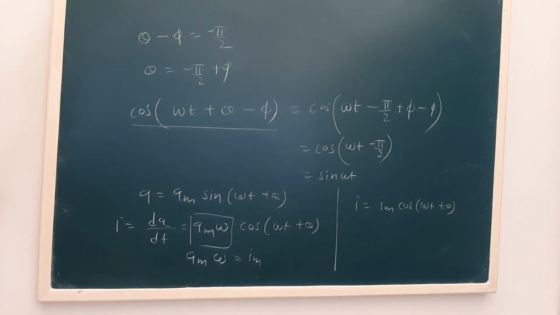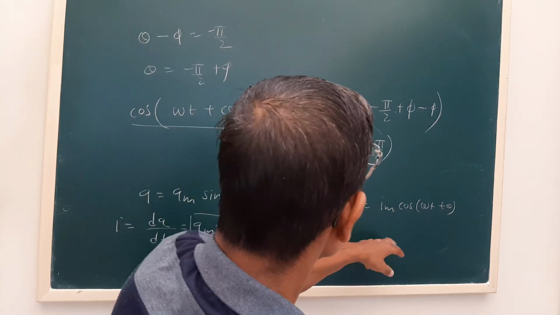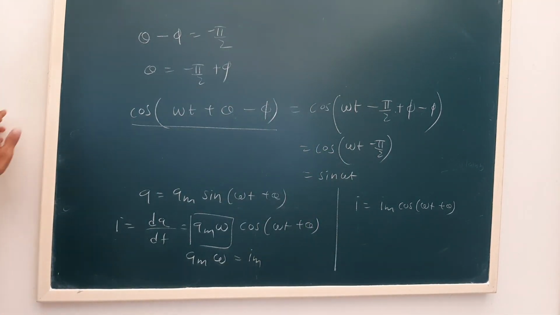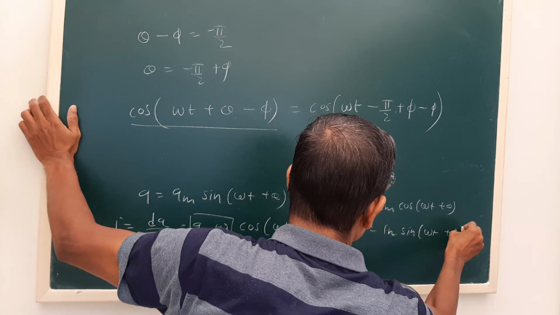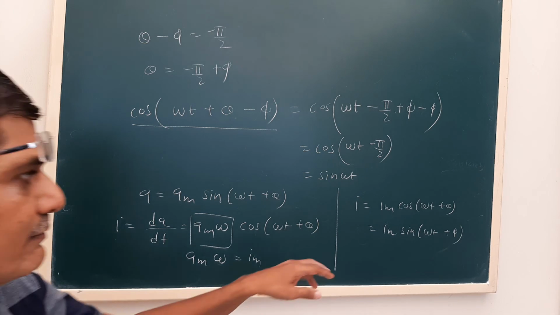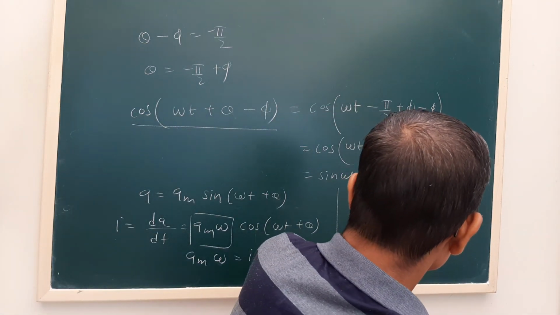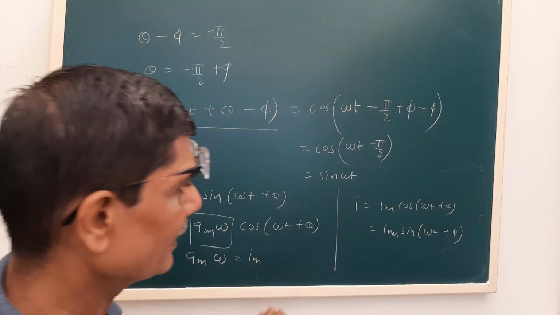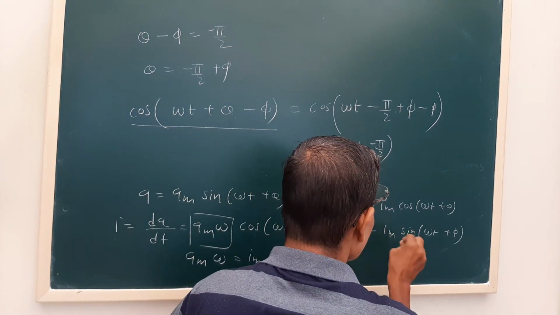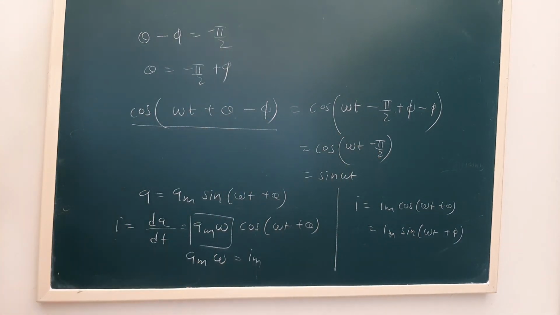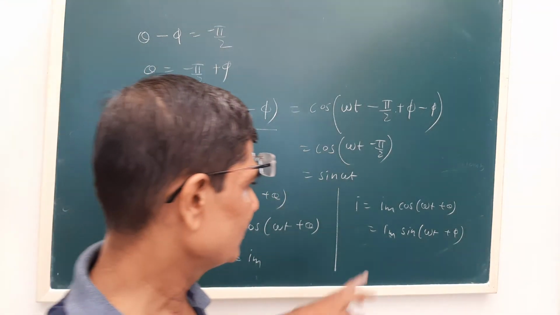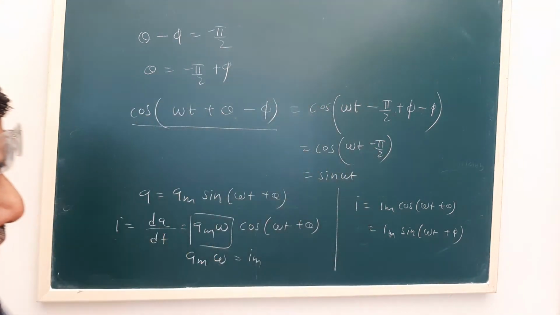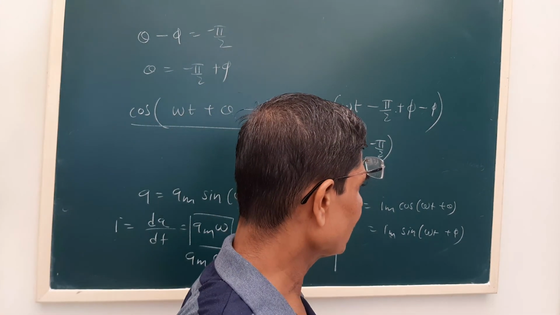Now this theta, if I substitute again, we can convert the equation into sine. So that will become I is equal to Im sin(omega t plus phi). So the voltage supplied was of sine type, and the current is also of sine type. See, the phase difference between the voltage and current is phi.